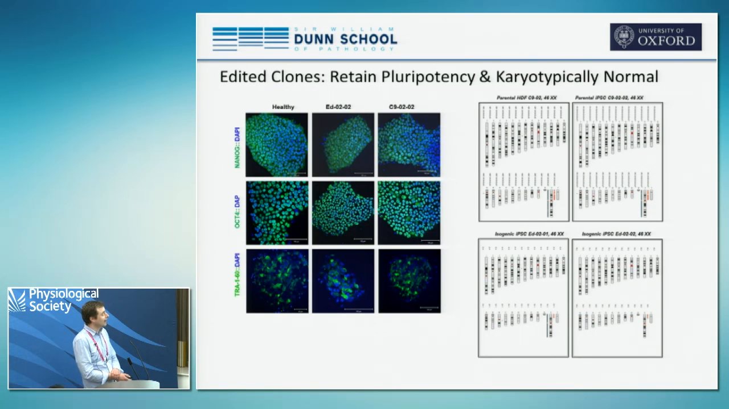So we did a little characterization of these clones that we produced. They're still pluripotent. We can see NANOG, OCT4, and TRA-1-60 staining. Because of the StemBANCC project, we also carry out pretty comprehensive karyotype analysis using CytoSNP as well. And as you can see, these retain all the characteristics of the parental line.